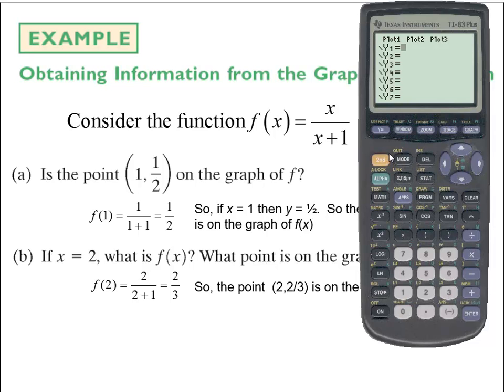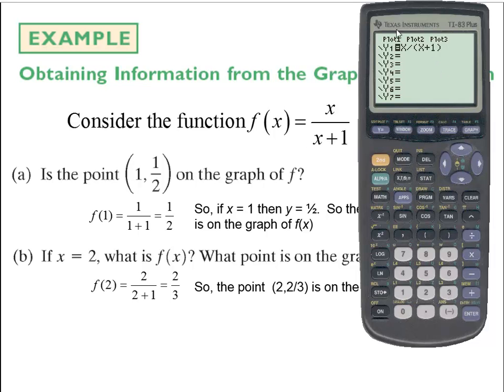Right, and just to show you how we can blend the technology into our work, we can check our answers. Let me bring up my calculator, and I'm going to hit the y equals button and type x divided by x plus 1. And one thing I want to talk to you about is that when I'm doing fractions, I always want to use parentheses for numerator and denominator.